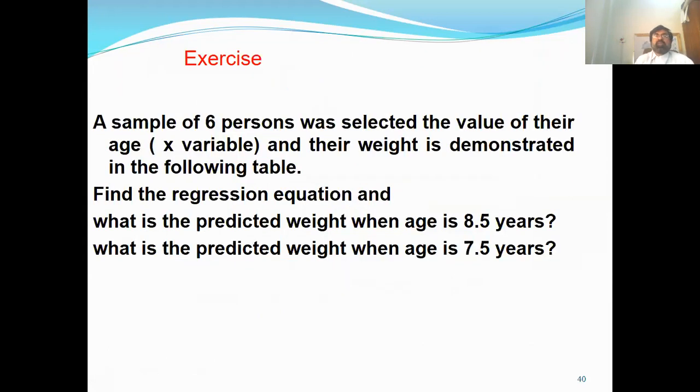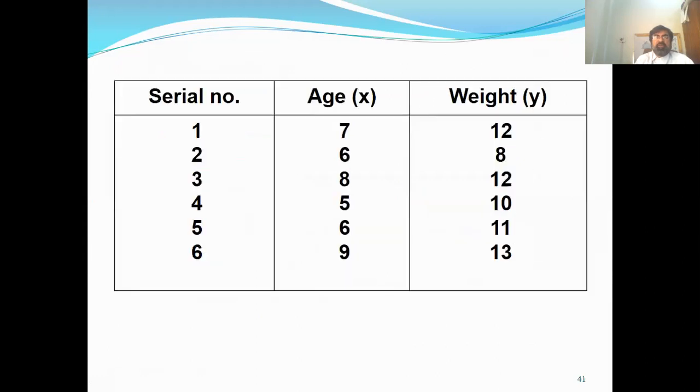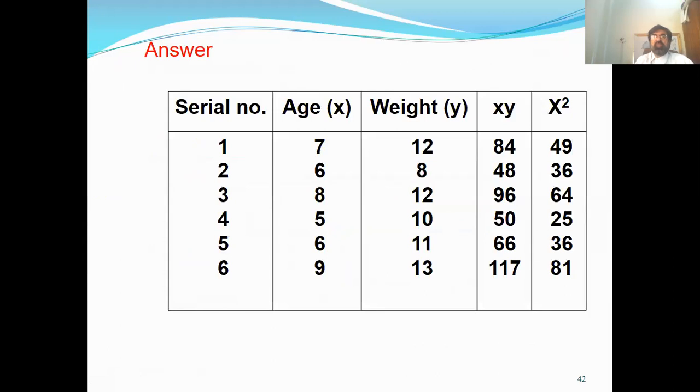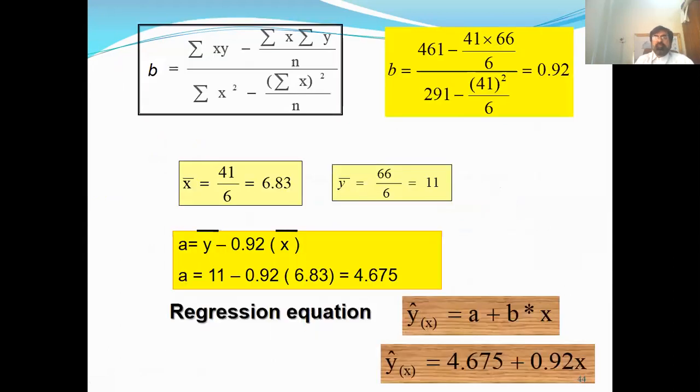Exercise: a sample of 6 persons was selected with the value of their age variable and their weight demonstrated in the following table. Find the regression equation, and what is the predicted weight when age is 8.5 years and what is the predicted weight when age is 7.5 years. Now these are the values. First you have to calculate x, y and x square. Putting in the formula, you will get y hat is equal to a plus b x, where a is 4.675 and b is 0.96. Now you can put the x value to predict the y value, which is the response variable.